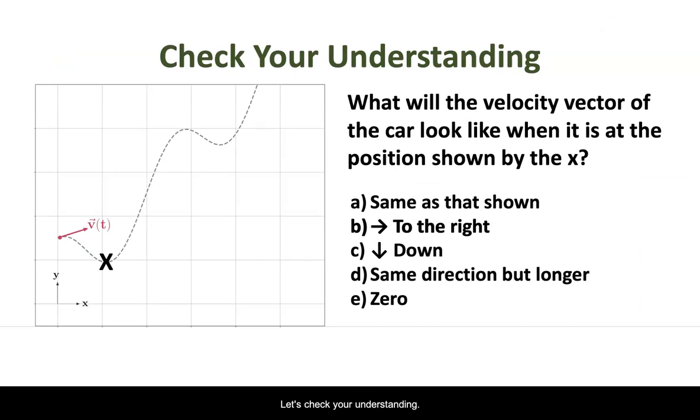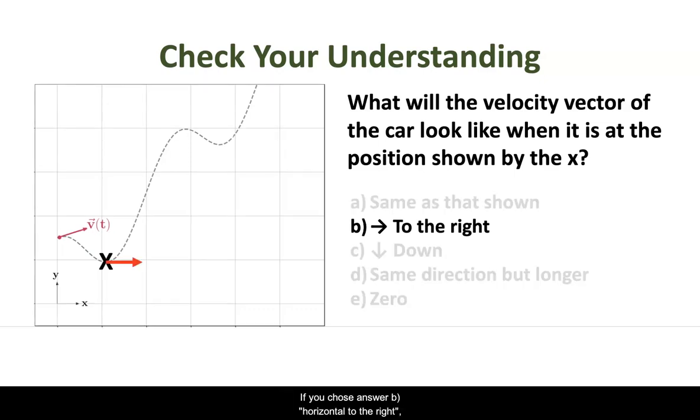Let's check your understanding. What will the velocity vector of the car look like when it is at the position shown by the X? Will it be A, the same as that shown, B, horizontal to the right, C, vertically down, D, the same direction but longer, or E, 0? Feel free to pause the video to answer this question.